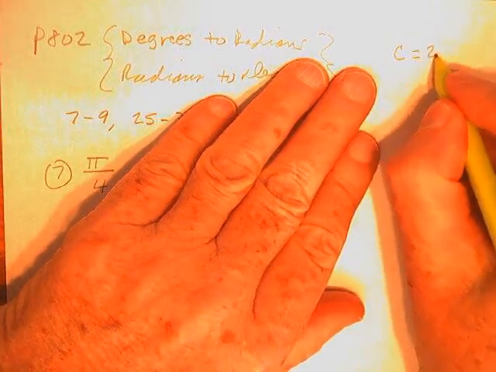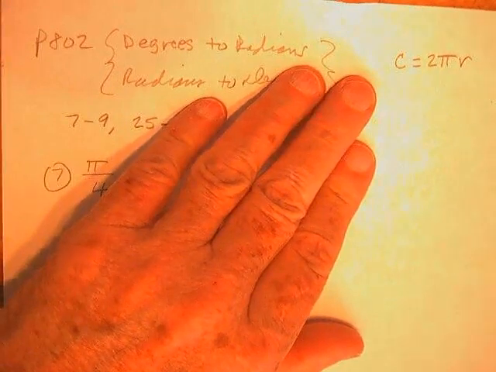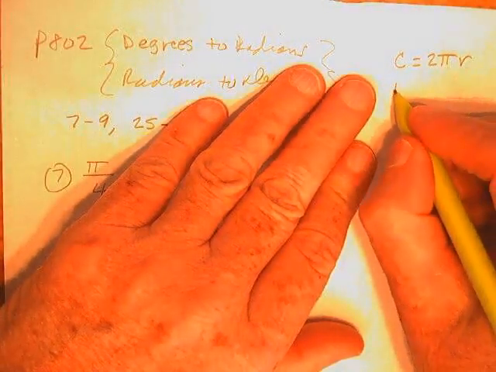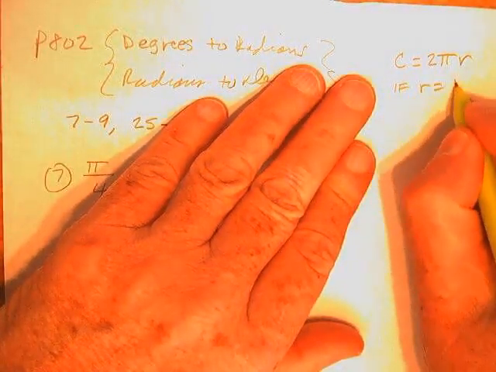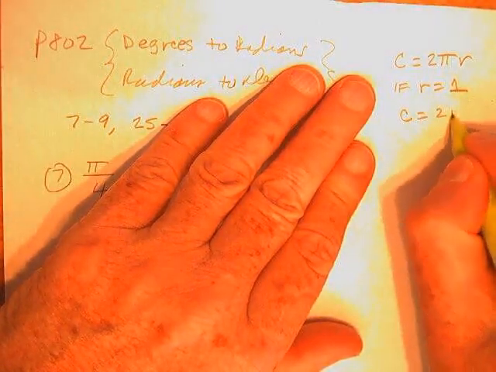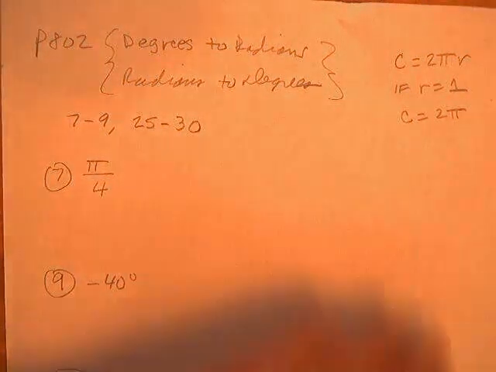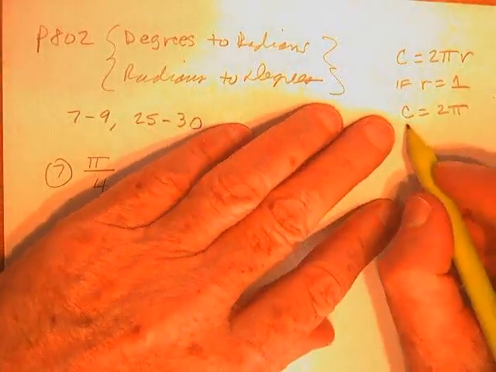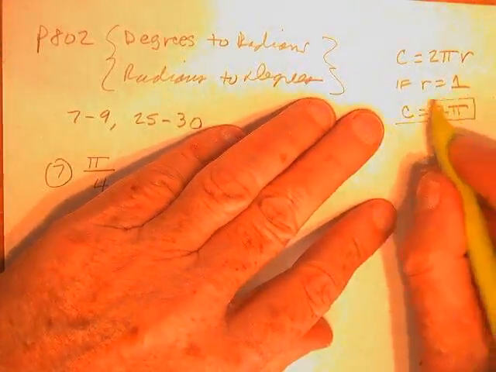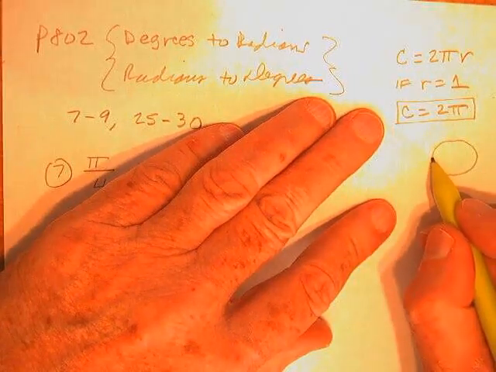Well, once upon a time we had a circumference formula that looked like this. Of course, if the radius was 1, like it is on the unit circle, the circumference would just be 2 pi. So what that means is once around the circle would be 2 pi. That's a pretty good circle.